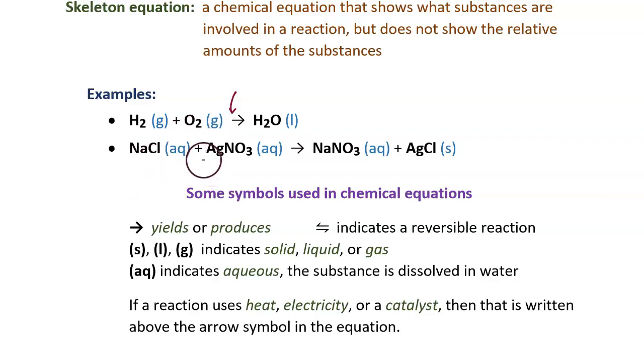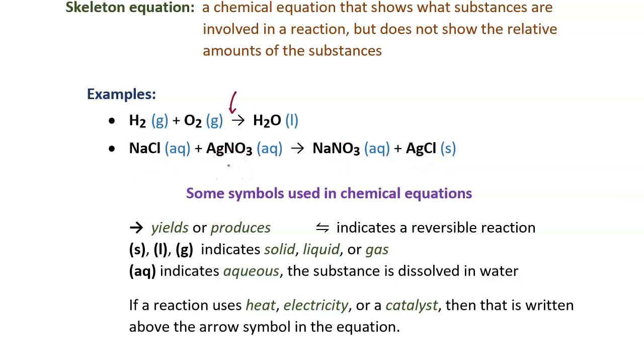NaCl aqueous plus silver nitrate aqueous produces sodium nitrate aqueous plus silver chloride solid. This skeleton equation shows the production of sodium nitrate and silver chloride from these reactants.